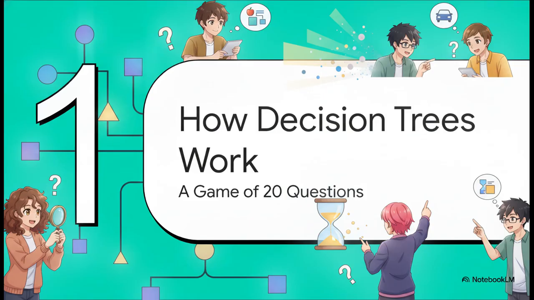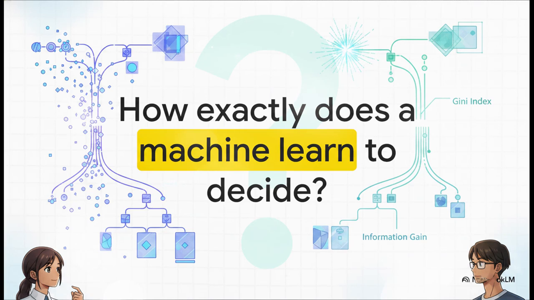Section 1, how decision trees work. Conceptually, you can really just think of a decision tree as playing a highly efficient game of 20 questions. Your whole goal is to ask the absolute best question that eliminates the most incorrect answers at every single step along the way. But here is the fascinating problem. When an algorithm is staring down thousands of data points and dozens of features, how exactly does it know which question to ask first? How does it mathematically guarantee the most effective split?